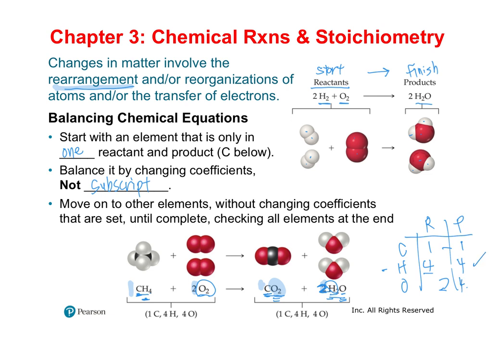So my hydrogens are balanced. My oxygens, I need twice as much in my reactant. So that's where the 2 out front of O2 comes. That changes my oxygen amount to 4. And so now oxygen is balanced and carbon is already balanced. So again, we just start with one element, ideally one that only shows up once on each side, and work our way through until we kind of find this balance.